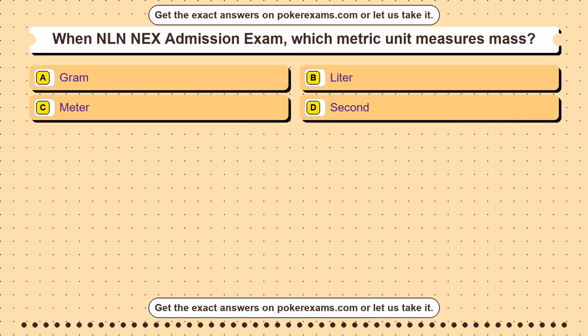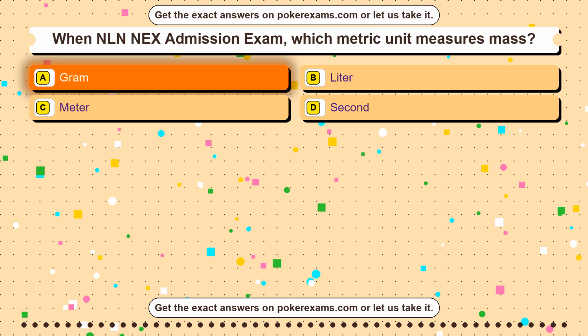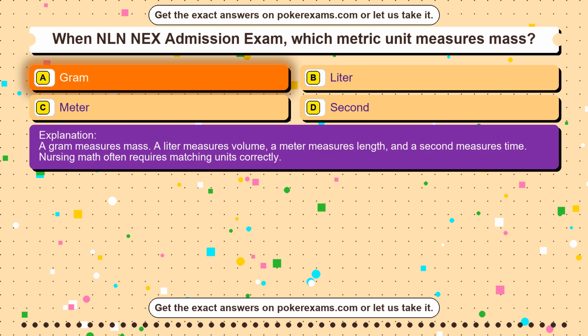Question 29. When NLN NEX Admission Exam, which metric unit measures mass? Option A gram. Option B liter. Option C meter. Option D second. The correct answer is option A. Gram. A gram measures mass. A liter measures volume, a meter measures length, and a second measures time. Nursing math often requires matching units correctly.